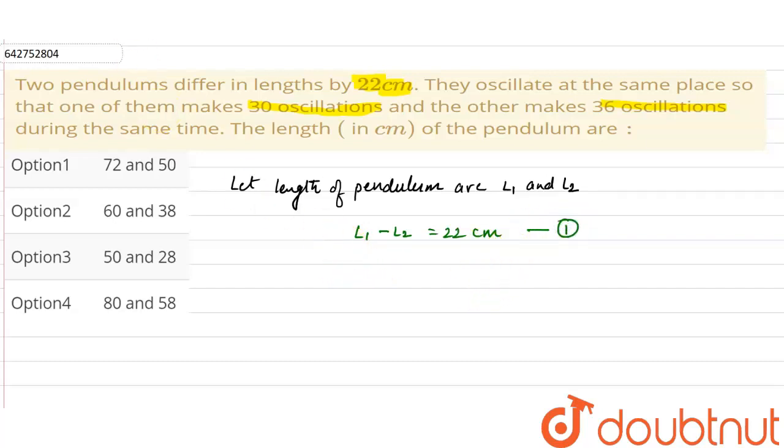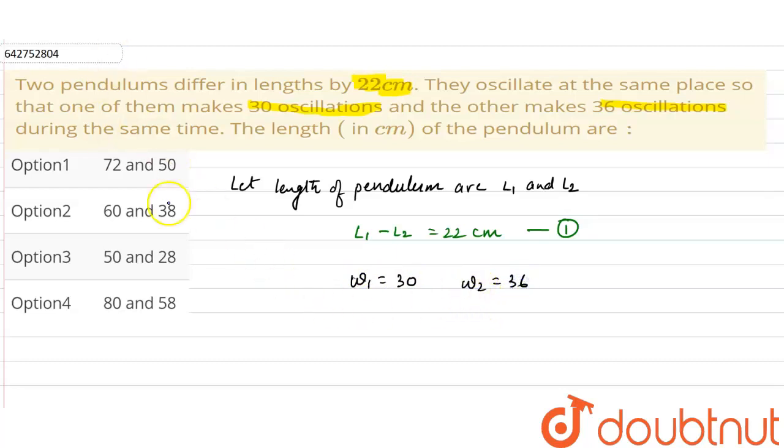Now in the given question we have been given that they are making 30 oscillations and the other one is making 36 oscillation during the same interval of time. That means we have been given the angular frequencies of the two pendulum. So omega 1 is 30 and omega 2 is 36.